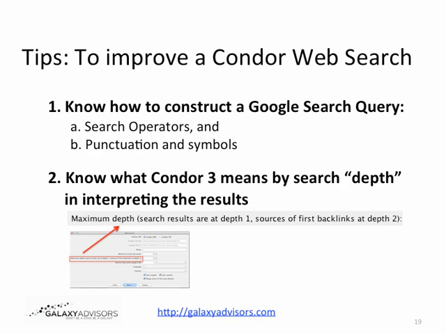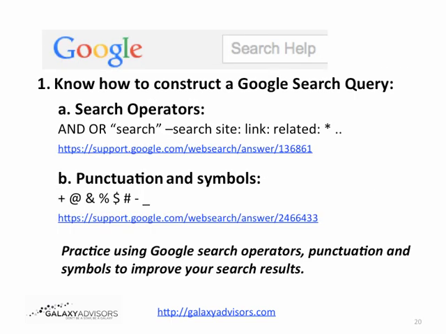Of course, a couple of tips now to improve a Condor Web Search. Given that there are millions of pages, often you might get search results that you are not interested in, and say, well, how can I refine it? So two tips. One is to know how to construct a Google search query using the Google search operators and punctuation symbols. In the next slide, I'll explain those in more detail. And then know what a Condor 3 means by the search depth in interpreting the results. So I'll explain that as well.